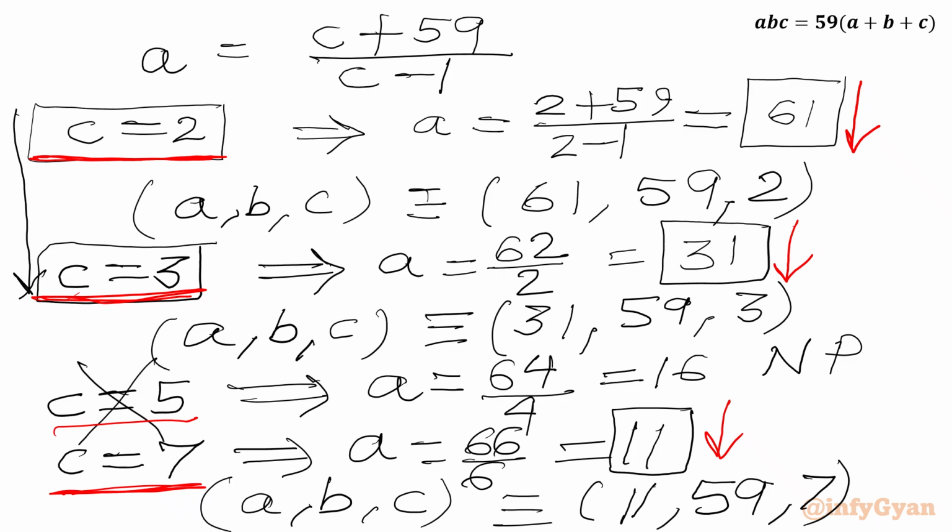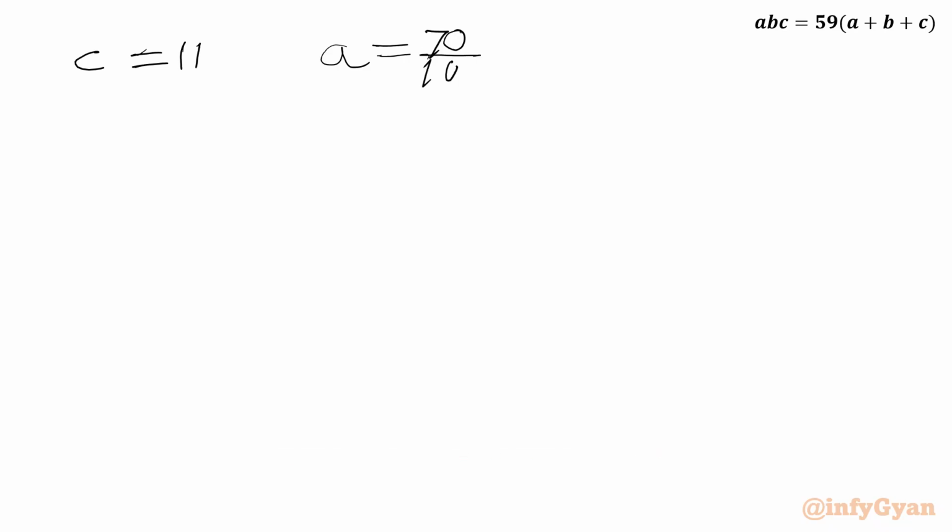So in this sequence, we are going to take the next prime number, C equal to 11. So let me write here C equal to 11. We are going to get (59 plus 11) over 10, the value is 7. 7 is a prime number. We will accept it. So we can write our next triplet: 7, 59, 11.